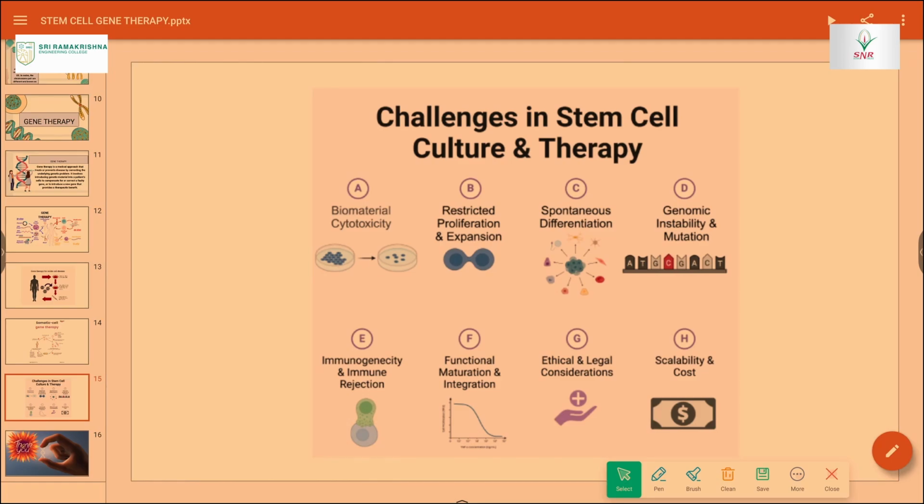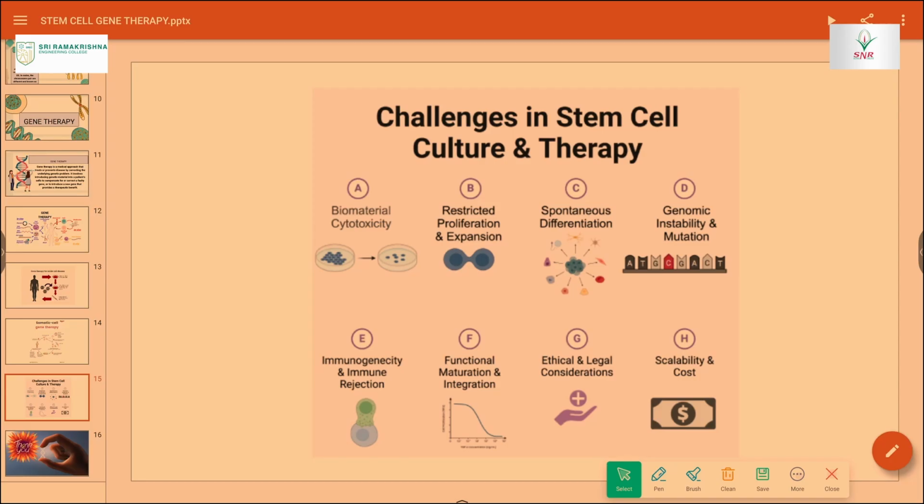Now we can see what the challenges are in stem cell culture and therapy. There are many challenges associated with this therapy because we are manipulating the DNA. Certain ethical issues arise in this case. That can lead to certain biomaterial toxicity, that is, you are using a new DNA of interest, and certain growth factors or chemicals you can add to the patient to control the gene expression. So biomaterial toxicity can be there.